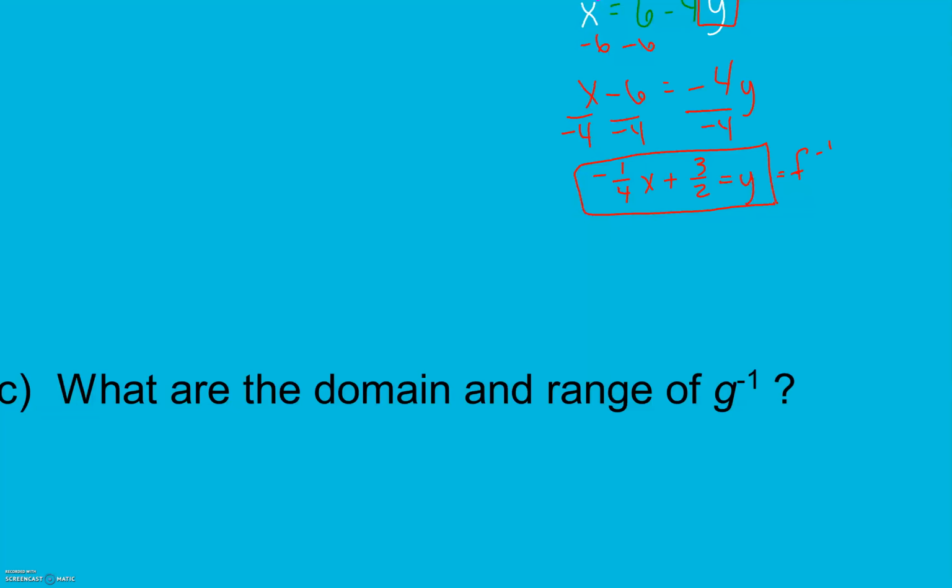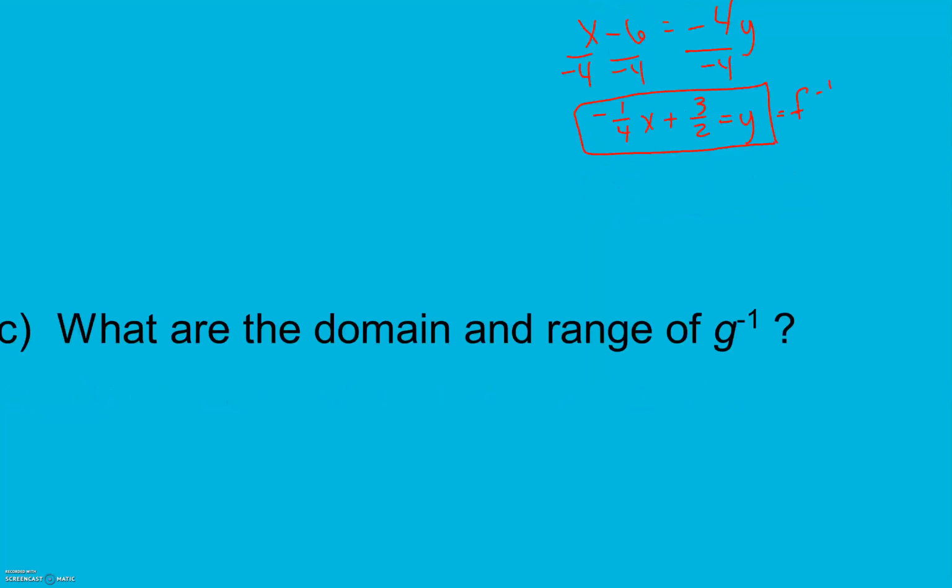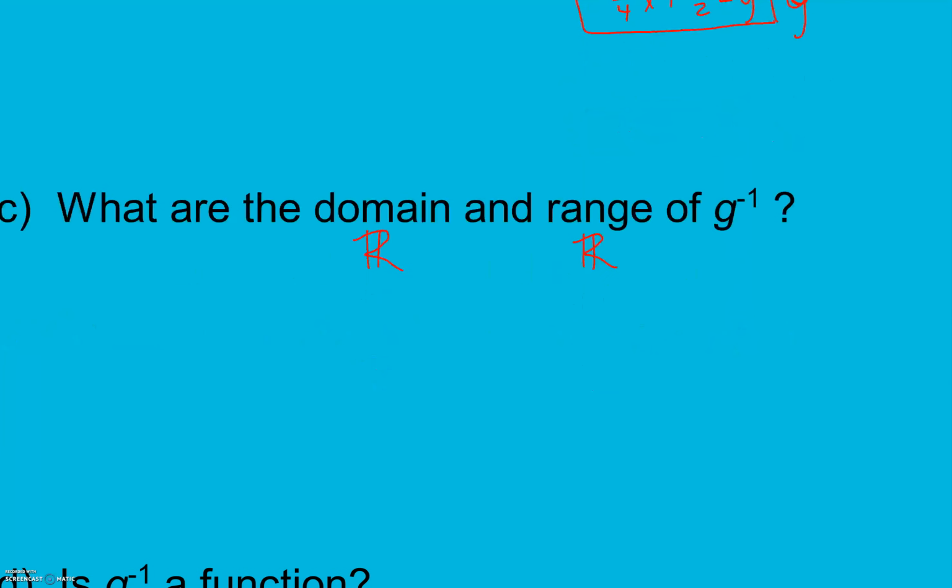The domain and range of our inverse, sorry, this is G, not F. The domain comes from the range of our original function, which we said was all real numbers. And the range comes from the domain of our original function, which we said was all real numbers as well. So our domain and range of this function are still all real numbers.